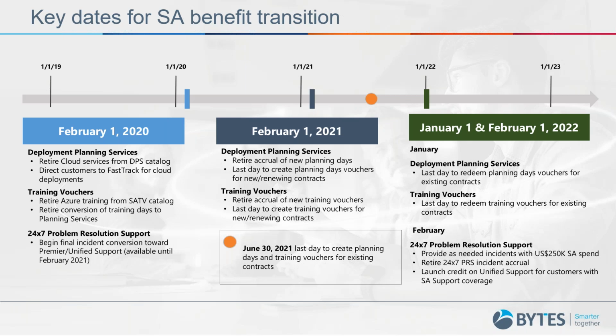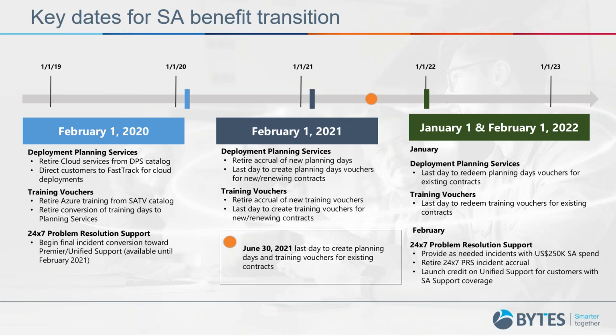That's the last day your customers can activate training vouchers and DPS days with partners. And these can be used until December 2021. The 24/7 problem resolution support benefits will be retired in February 2022.